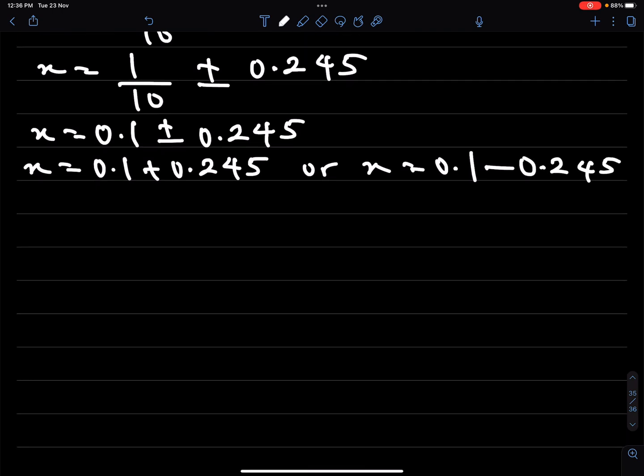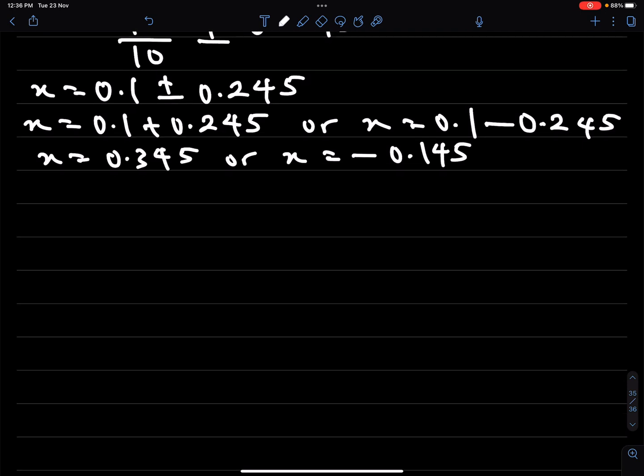Which means x equals 0.345, or x equals minus 0.145. And that's it, very, very simply.